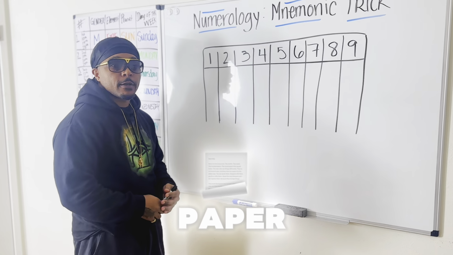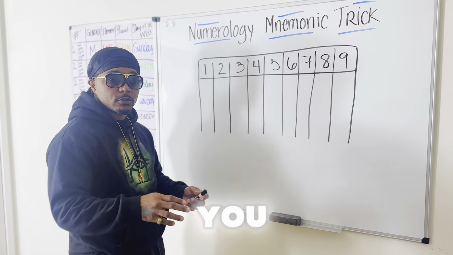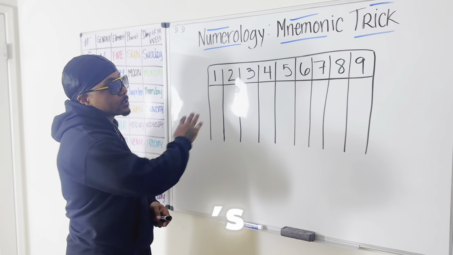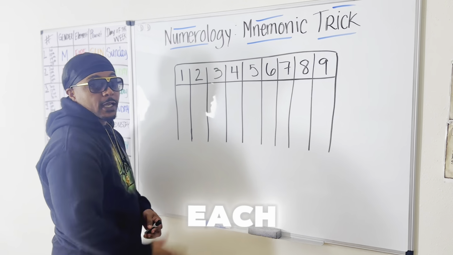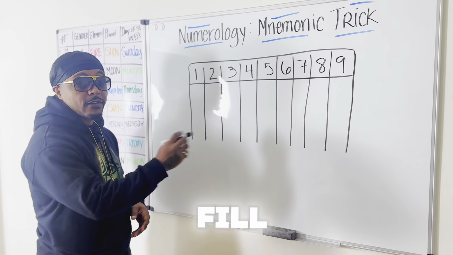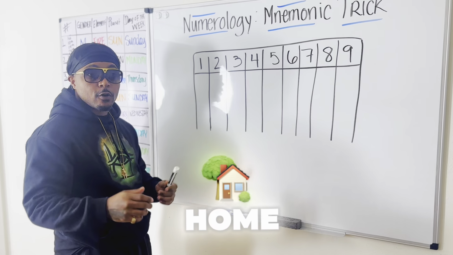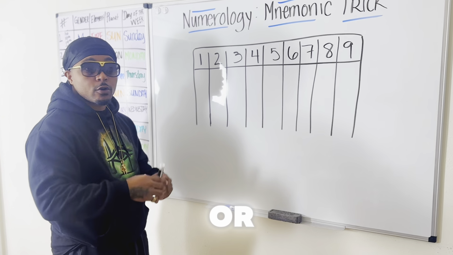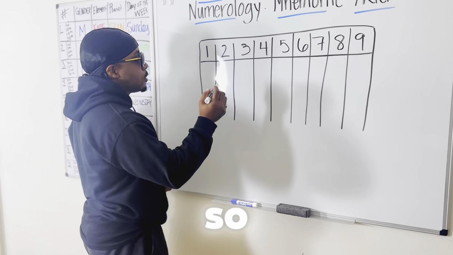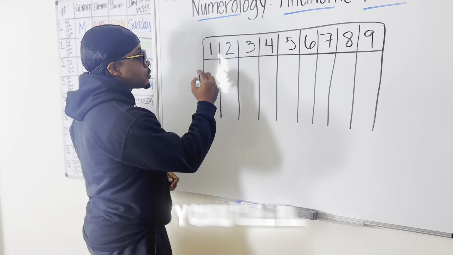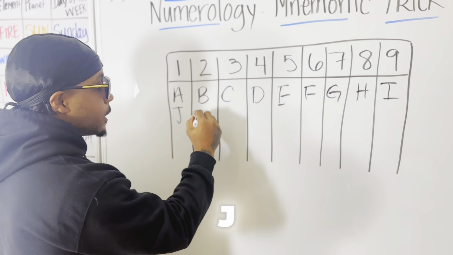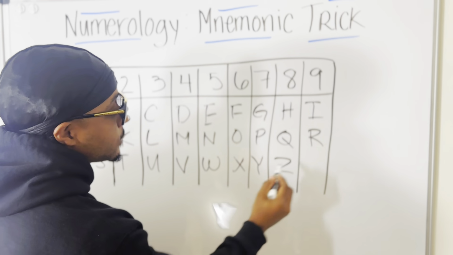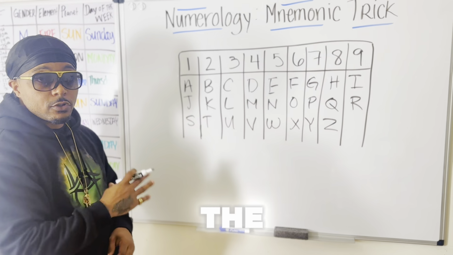All right, so grab a piece of paper and a pencil and follow me while I guide you through this numerology chart. In numerology, there's 9 numbers, and each letter of the alphabet is assigned to a number, and each number holds its own frequency. So I'm gonna fill out the chart for you. This is how you would fill it out at home if you want to decode a name or anything. You'll start with A, B, C, D, E, F, G, H, I, and then you'll repeat it right here, J, K, L, M, N, O, P, Q, R, and then S, T, U, V, W, X, Y, Z. That's how you'll write out the numerology chart.